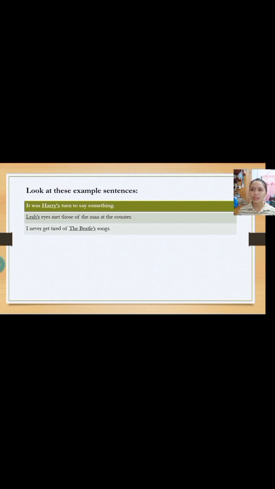And the third and last sentence, I never get tired of the Beatles song. The Beatles is the possessive proper noun because it may not be the name of a person, but it is the name of a band, and the name of a band is also considered a possessive proper noun.